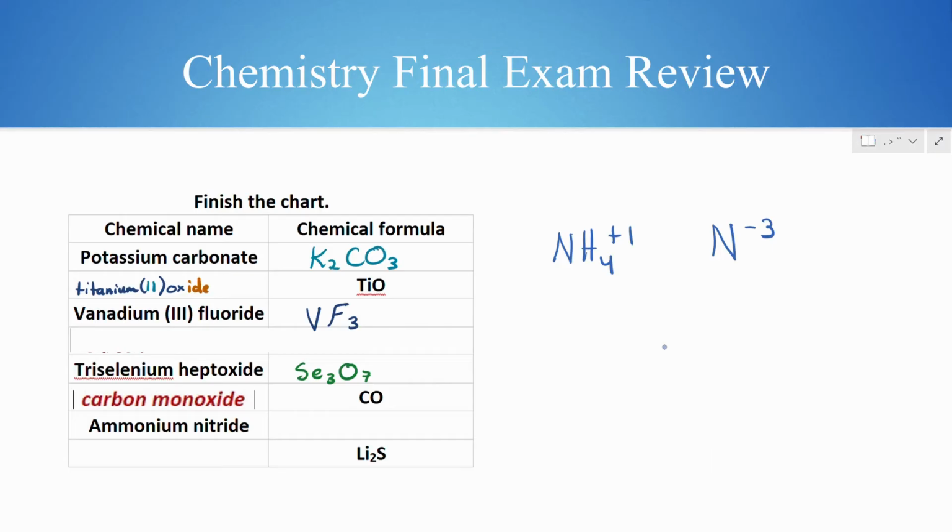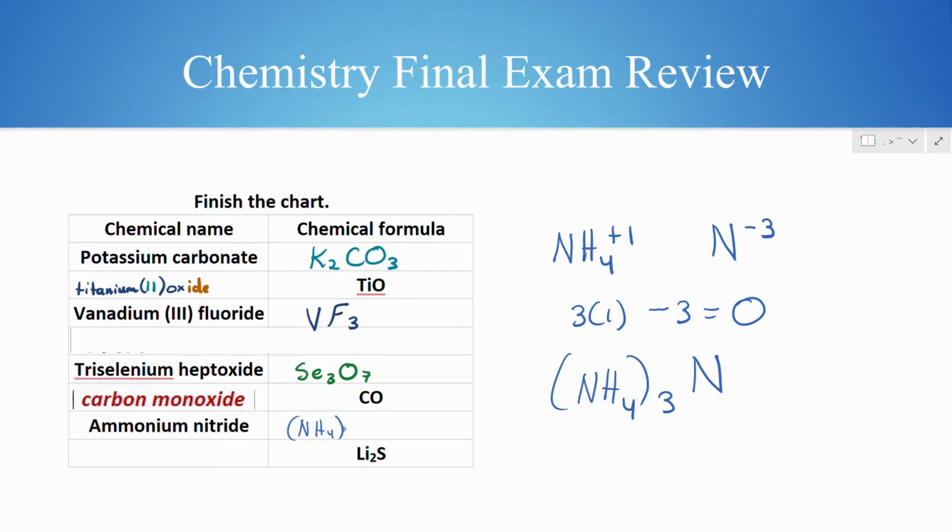Now, in the end, ammonium nitride must equal a 0 charge, so it must be neutral. And so what we need to do here is have 3 ammoniums to cancel out the negative 3 charge of nitrogen. So with 3 positive 1s minus 3, this will equal 0, which is what we want. So the way we represent this is to write parentheses around it and then write our 3, and then we just have 1 nitrogen. So (NH4)3N is going to be the chemical formula for ammonium nitride.